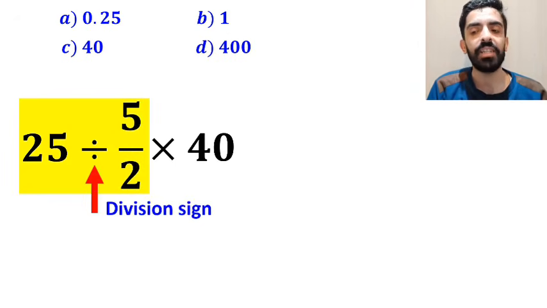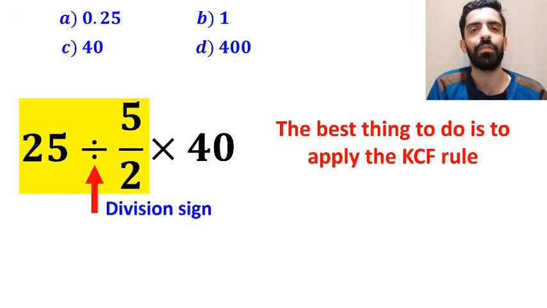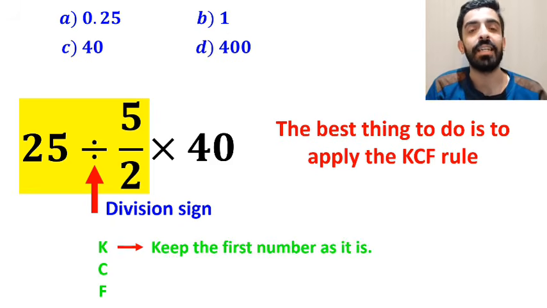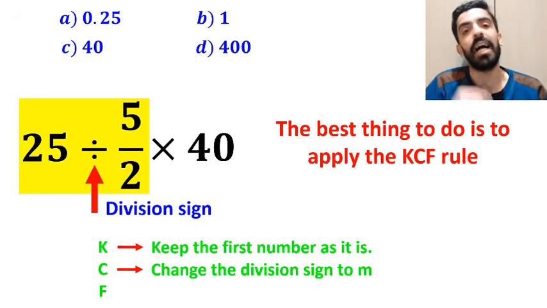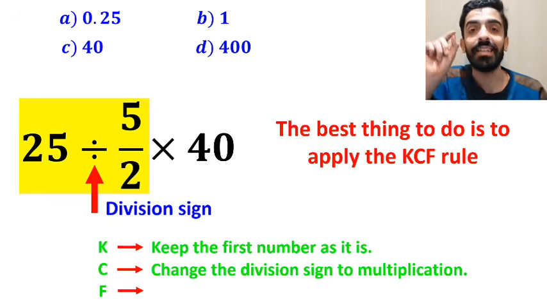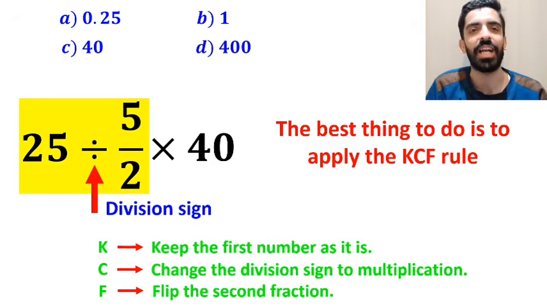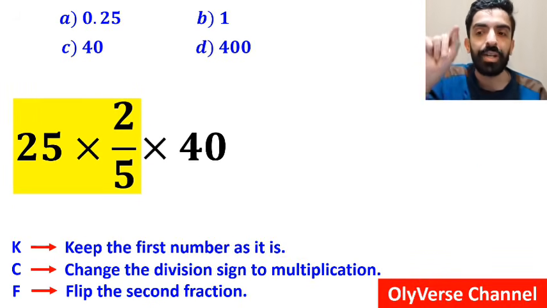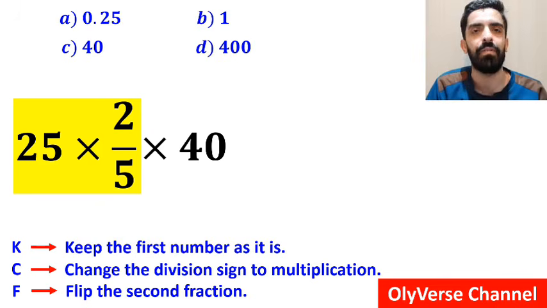Okay, whenever we see a division sign between two terms, the best thing to do is to apply the KCF rule. In this rule, K stands for keep the first number as it is, C stands for change the division sign to multiplication, and F stands for flip the second fraction. So, we remove the highlighted part and write this expression as 25 multiplied by 2 over 5.